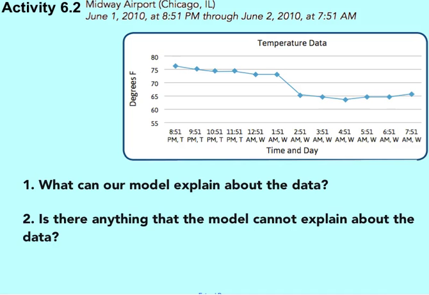It could have shown that a cold front moved through and the temperature dropped 8 degrees. Now, is there anything that the model cannot explain about the data? Well, what did you write? Yeah, and I guess I don't have one solid answer for that, or an answer that you're looking for, but what do you think? Is there anything that the model cannot explain about the data?